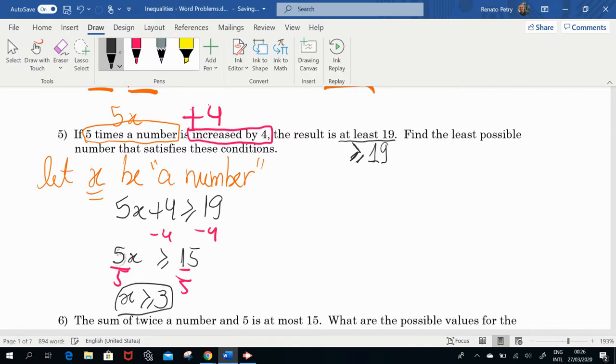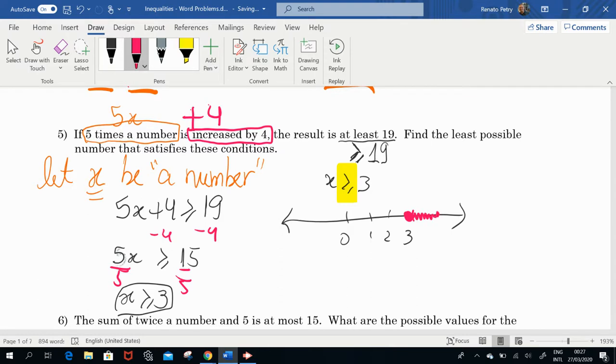I wrote, I solved, now I'm going to answer. So I'm going to graph this. If this is 0, this is 1, this is 2. Because my answer is x greater or equal than 3, this greater or equal represents a closed dot on 3. And I want all the numbers that are greater than 3, so I'm going to paint them to infinity and beyond.